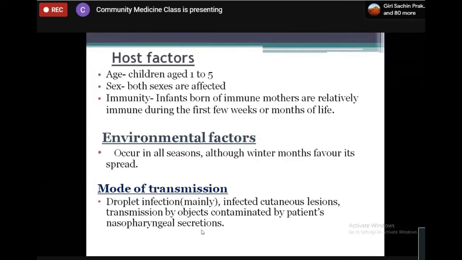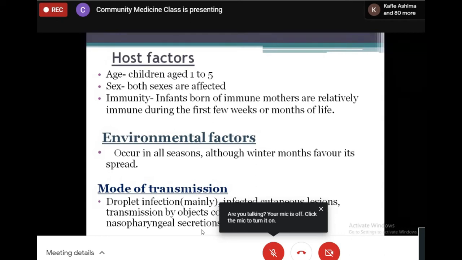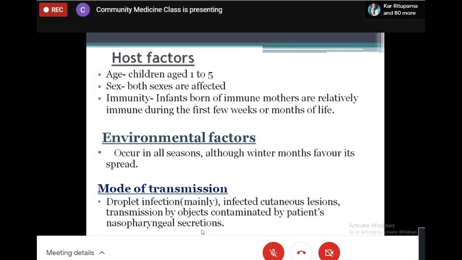While talking about immunity status, infants born to immune mothers are relatively immune during the first few weeks or months of life. If the mothers are immune, or she was vaccinated when she was an infant herself, then infants born to such mothers are relatively immune. If they are exposed to Corynebacterium diphtheriae, they will not develop the acute infection during the first few weeks or months of life, because the body retains the antibodies received from their mothers. The antibodies passed from mother to baby remain in the newborn's body up to 6 months to 1 year, so they help to fight against this bacteria. That's how they become immune.